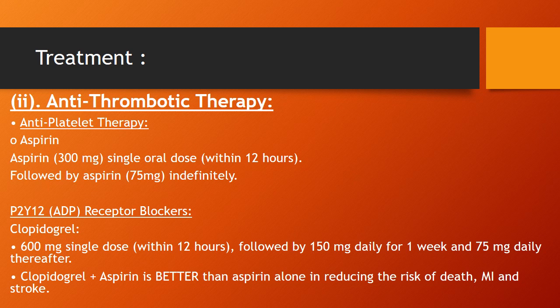So antiplatelet therapy should be started as soon as possible. We will give a single oral dose of 300 mg of aspirin within 12 hours, followed by 75 mg aspirin indefinitely. Clopidogrel should be given as a 600 mg single dose within 12 hours, followed by 150 mg daily for 1 week, and then 75 mg daily. Clopidogrel plus aspirin is better than aspirin alone in reducing the risk of death, MI, and stroke.